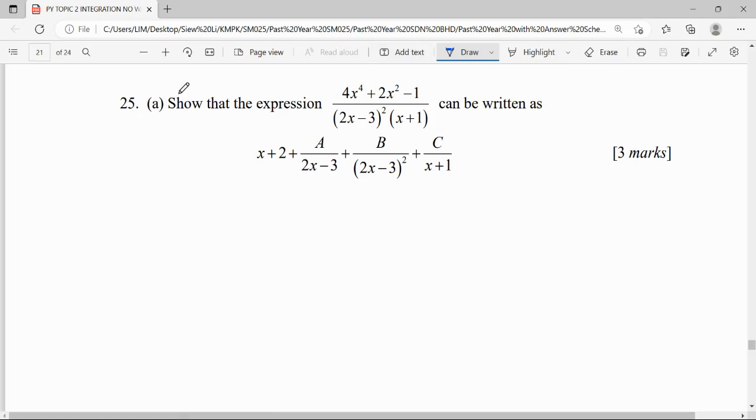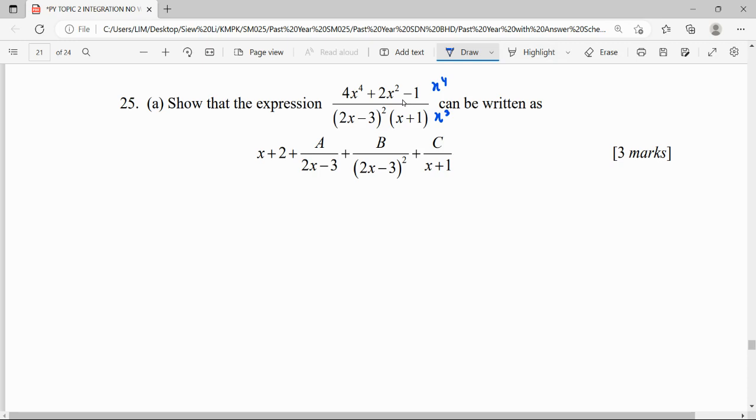For this question, show that the expression can be written in partial fractions. First, we look at our fraction here. The numerator is a power 4 function, and for the denominator, as we expand this, we will get x squared times x, so the maximum power will be x to the power of 3. So x to the power of 4 divided by x to the power of 3 is an improper fraction.